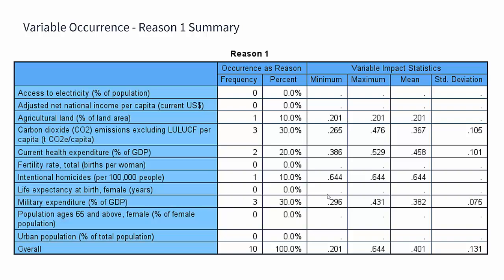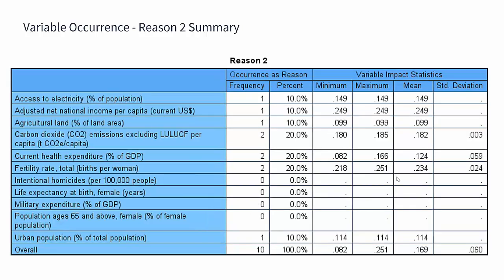It's telling us what the minimum and maximum values are of each of these groupings, because of course if they occur once, it's going to just refer to one country, in this case El Salvador, and the minimum maximum is going to be the same. But if there's 3 countries where military expenditure has been mentioned as reason 1, then there's going to be some variation here that ranges between 2.96 to 0.431 with a mean of 3.382.